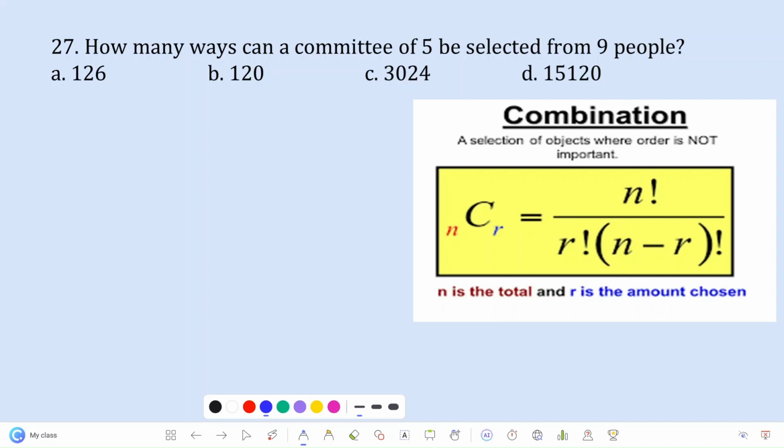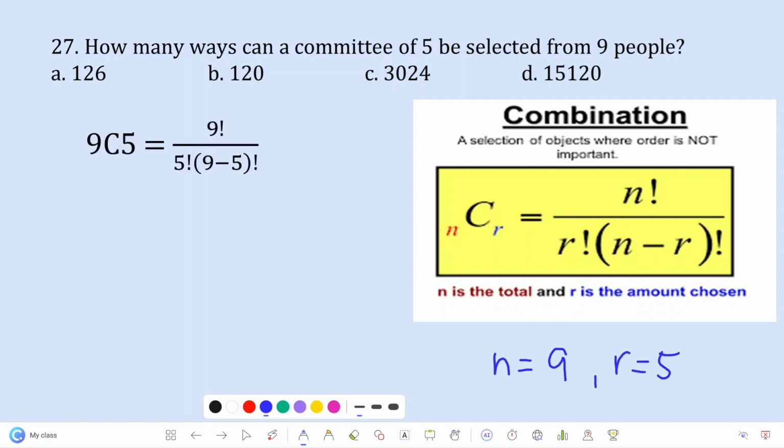So, ilang ways? Okay. So, ang formula po ng ating combination is n combination r or nCr is equal to n factorial over r factorial times n minus r factorial. Ang n po dito is the total ng mga taong pagpipilian mo at ang r naman is yung ilan ang pipiliin mo. Okay. So, here we have our n as 9 at ang ating r naman is equal to 5.